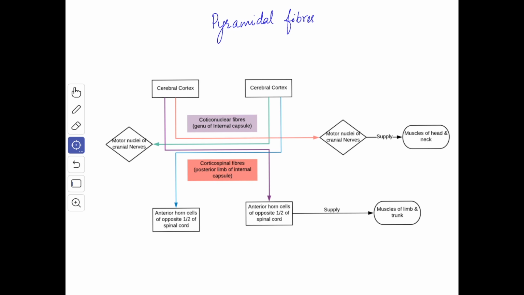The corticonuclear fibers arise from the cerebral cortex. They synapse with the contralateral motor nuclei of the cranial nerves, which innervate the muscles of the head and neck. The corticonuclear fibers occupy the genu of the internal capsule. The corticospinal fibers arise from the cerebral cortex and synapse with the anterior horn cells of the opposite half of the spinal cord, which innervate the muscles of the upper limb, trunk and the lower limb.